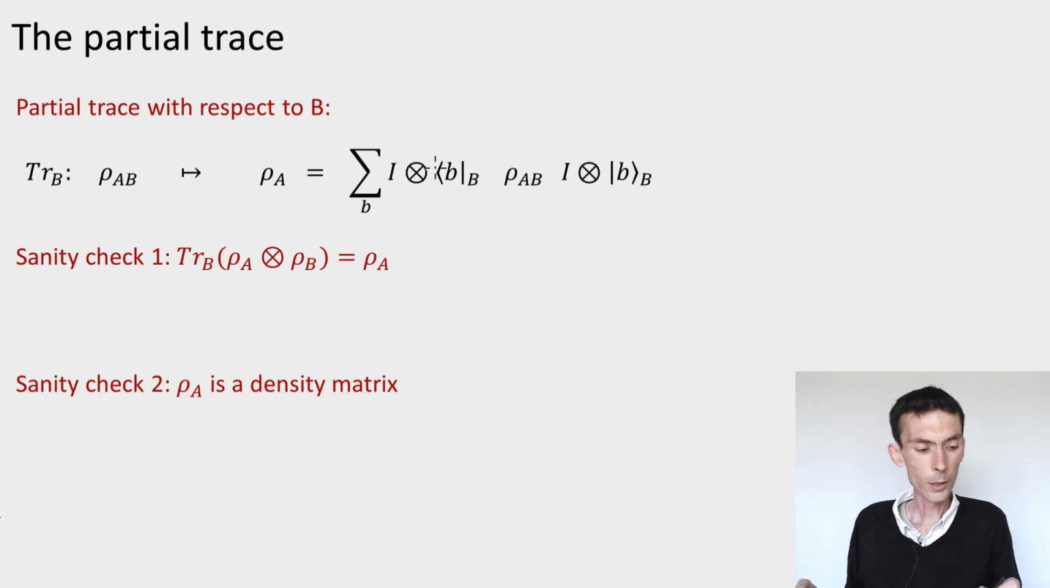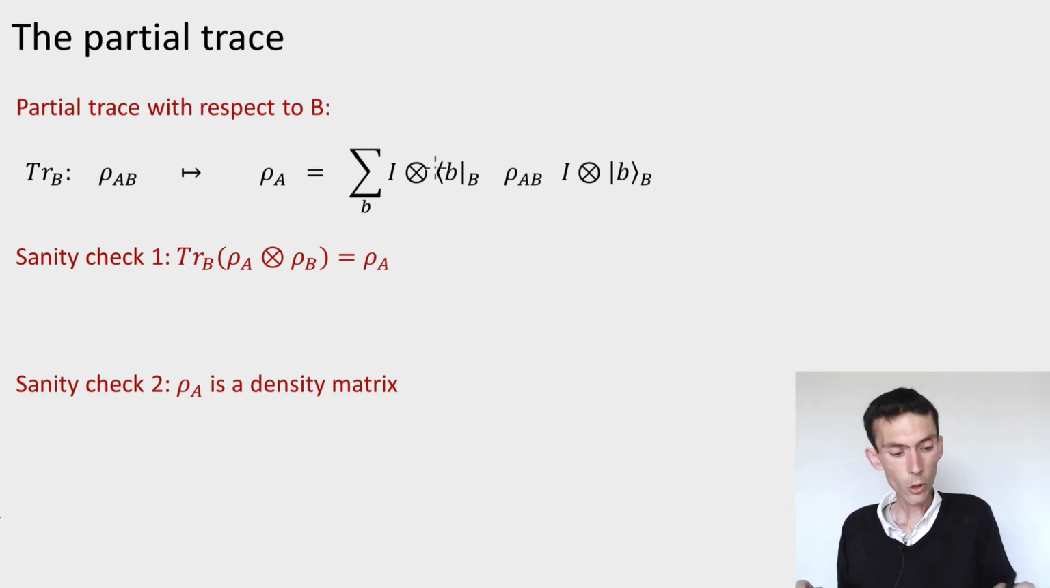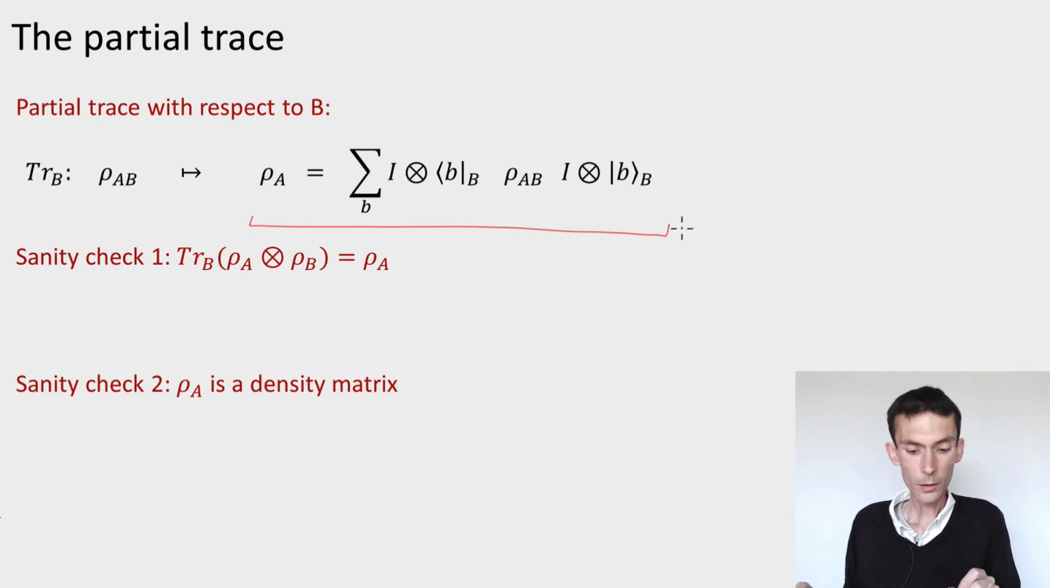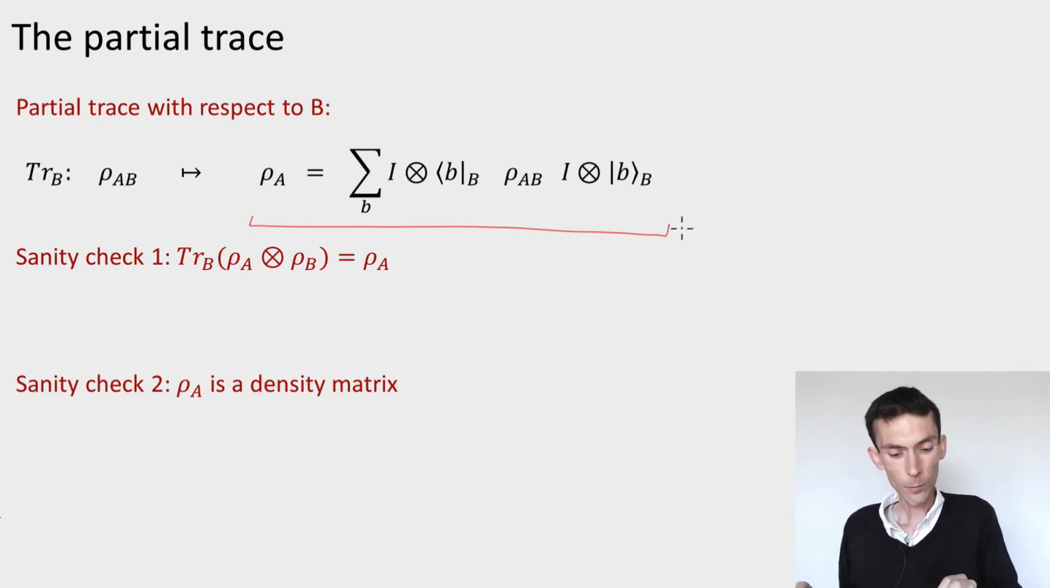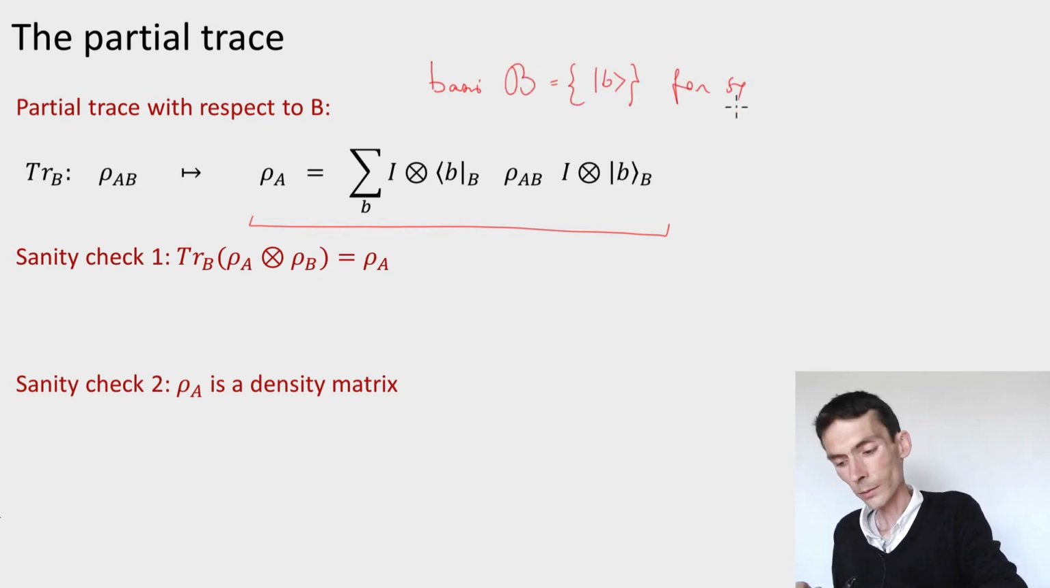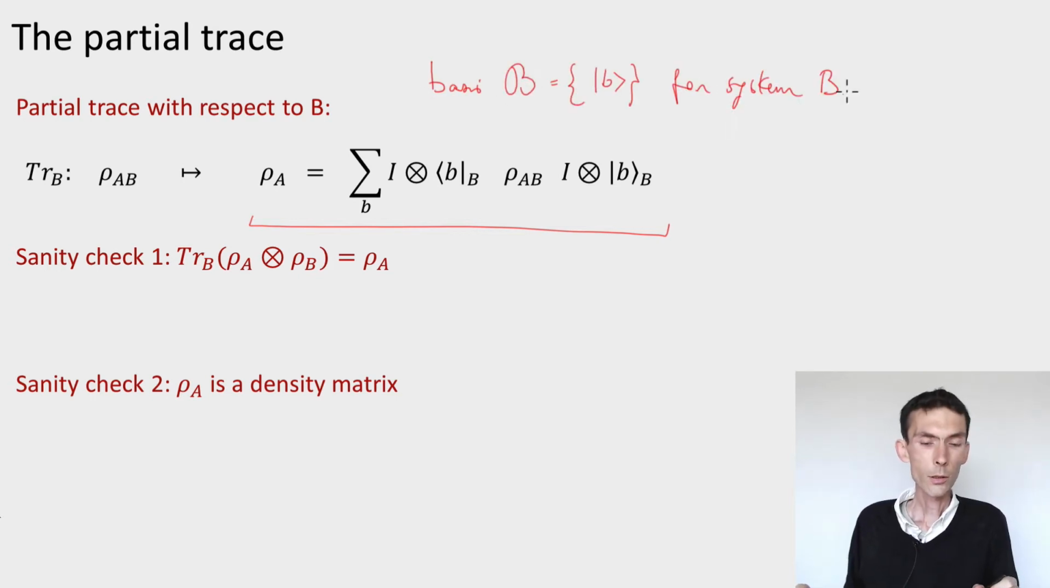Let's look at it a little bit more. So I just copied for you here the formula that we obtained on the previous slide, and this was obtained by choosing any basis B for system B. Now we have a candidate definition. Let's see that it makes sense. So let's do a few sanity checks and play around with this. One thing of a new definition that we always want is that it works in simple cases. So there's cases where we know what the answer should be.